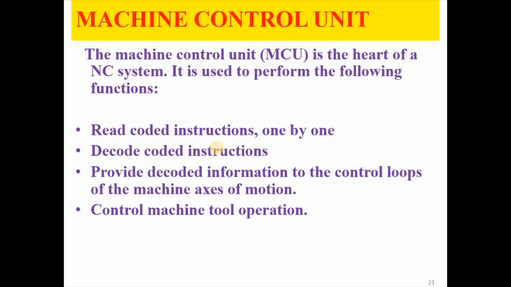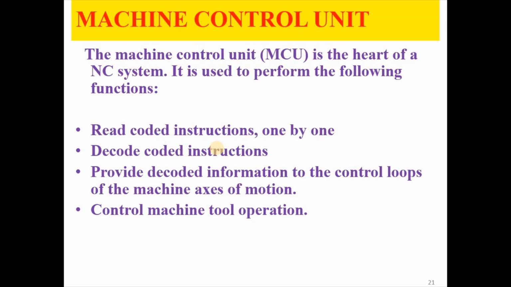The second part of the NC system is the machine control unit. The machine control unit is basically the heart of the NC system. It is used to perform the following functions. Basically it is the heart of the NC system, meaning it controls everything; it is the main part that handles the NC part program. We will see the functions one by one.